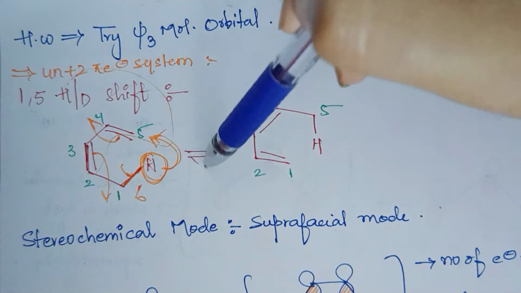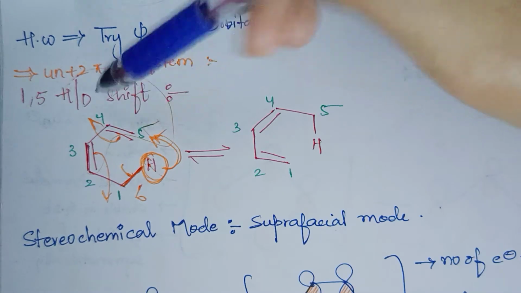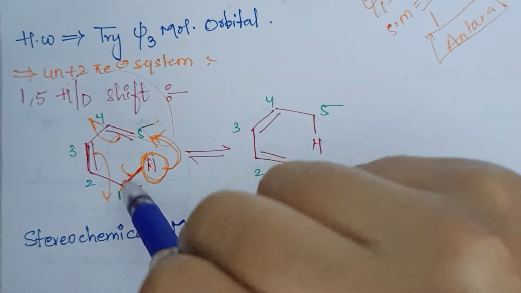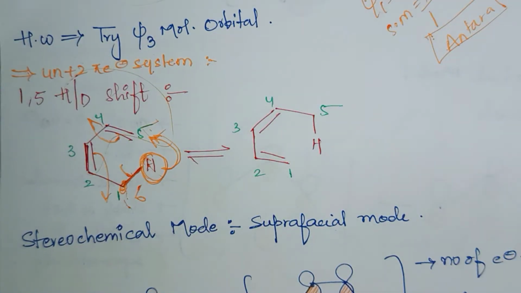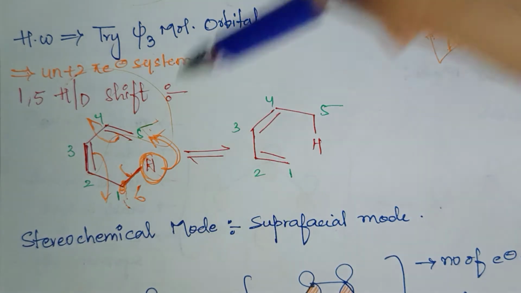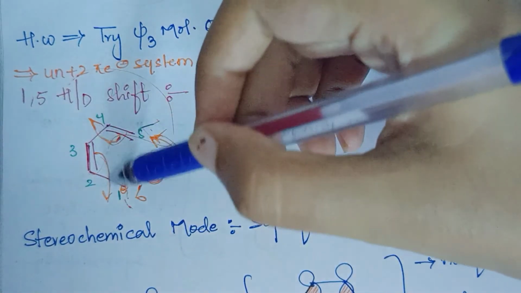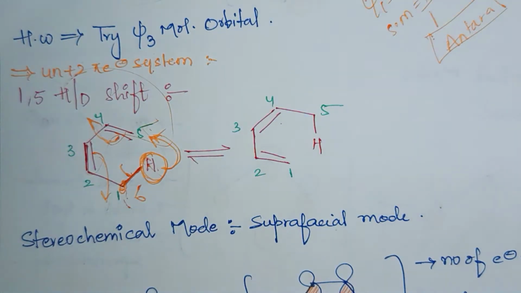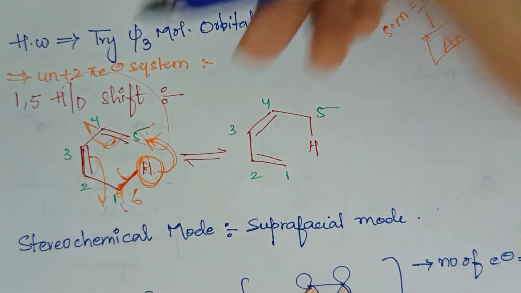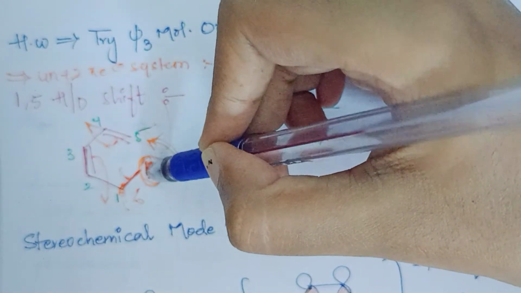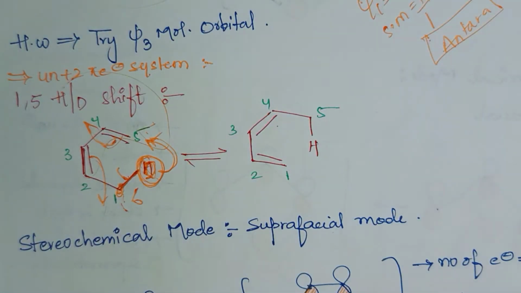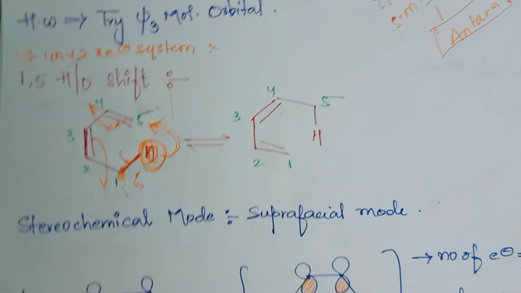Now the hydrogen is shifting from 1 to 5. Previously it was attached to the first carbon, now it is attacking the fifth carbon. So the hydrogen is shifting from 1 to 5 and the position of the double bond changes, and you will get this product. So this type of shift is known as the hydrogen shift, the 1,5 hydrogen shift. And if in the place of hydrogen you have a deuterium, the isotope of hydrogen, you can call it the 1,5 deuterium shift.